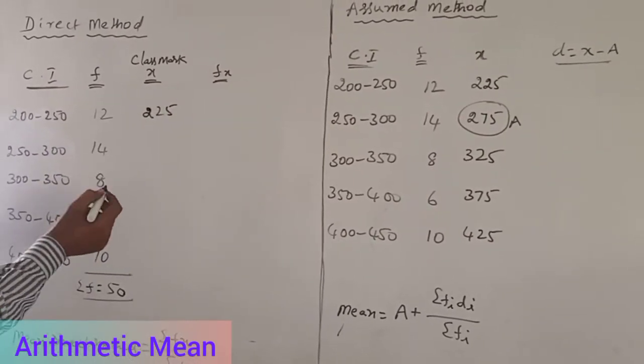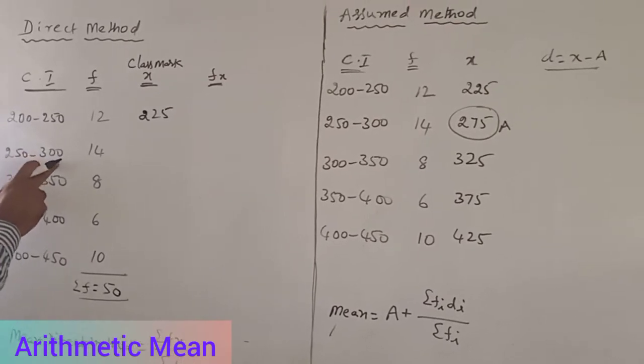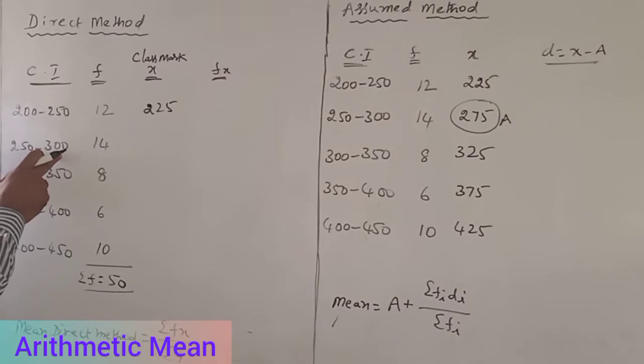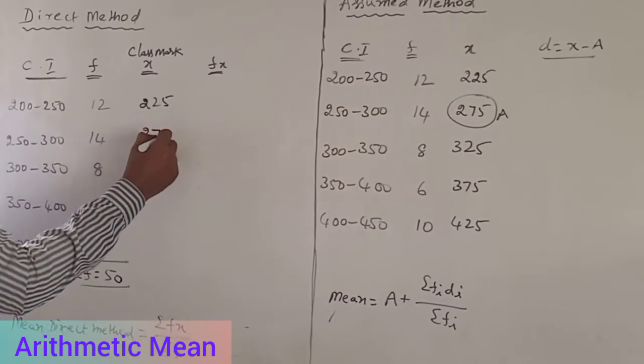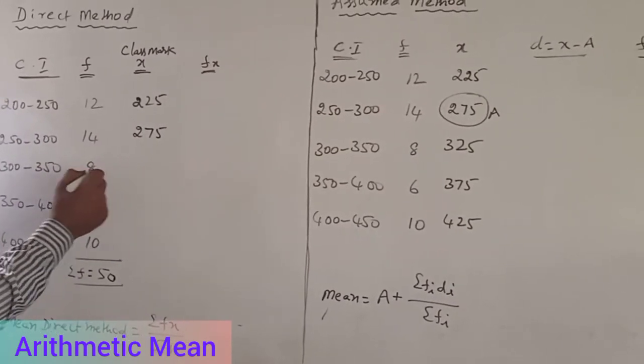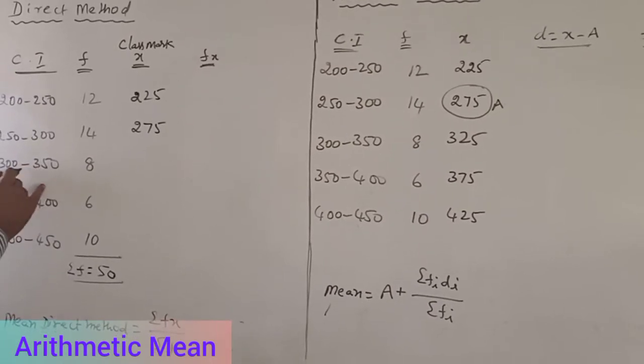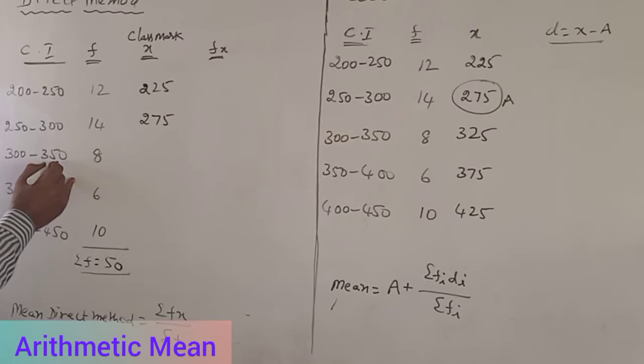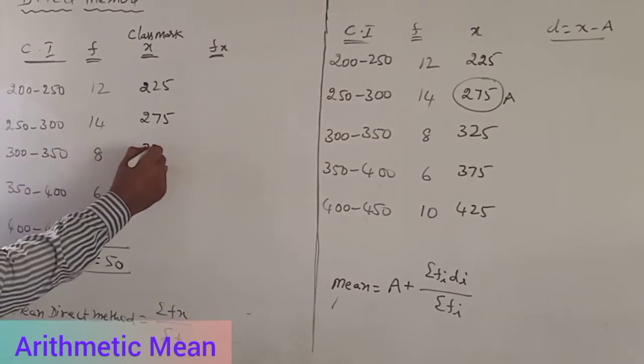225. Next, 250 plus 300 is equal to 550. 550 by 2 is equal to 275. 275. Next, 300 plus 350 is equal to 650. 650 by 2 is equal to 325.